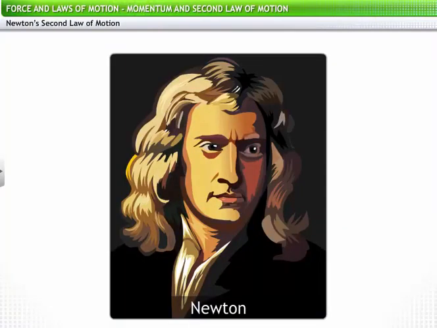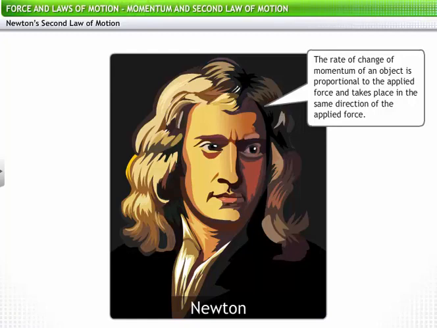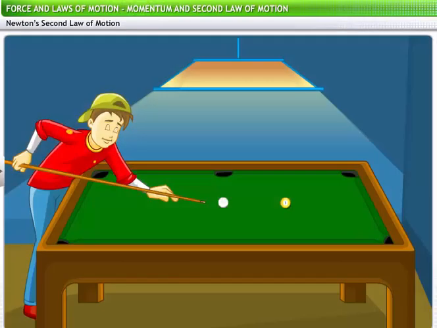Newton's second law of motion states that the rate of change of momentum of an object is proportional to the applied force and takes place in the same direction of the applied force. Let's verify this law using an example.